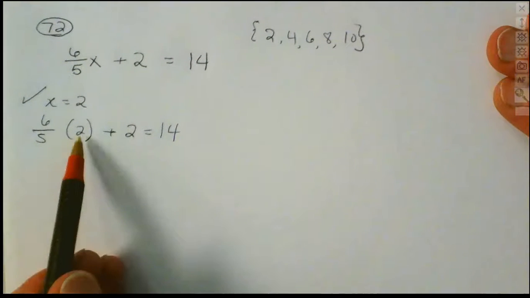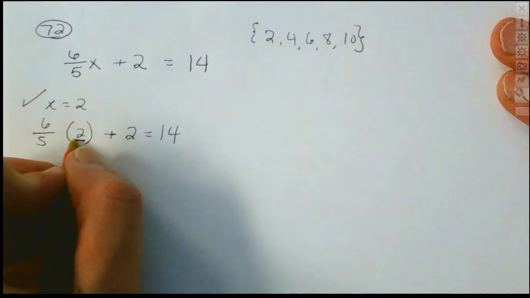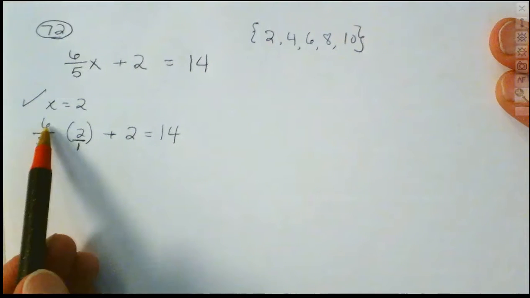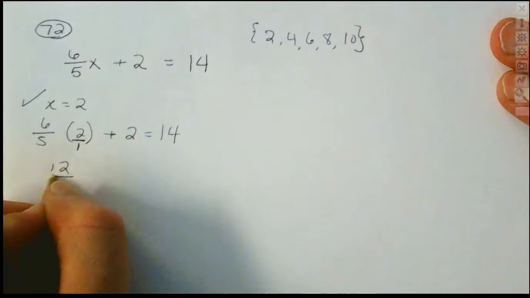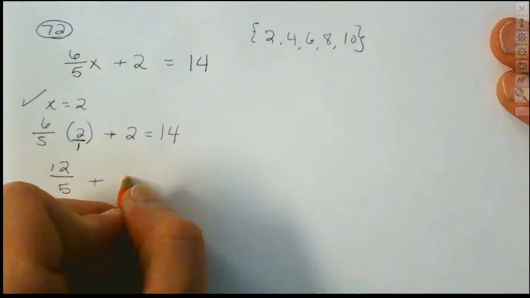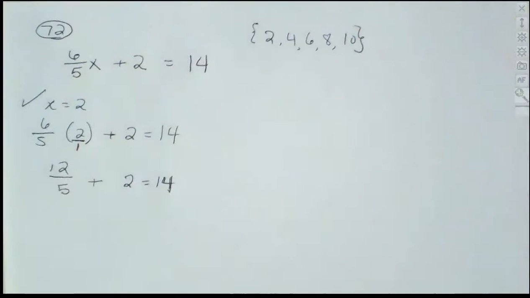How do I handle this 2? When I plug in this 2, that 2 is actually a 2 over 1. Okay, so I put the 1 there. 6 times 2 makes it 12. 5 times 1 is 5. That's not going to work. I don't have to break down that fraction. I don't have to do anything else.